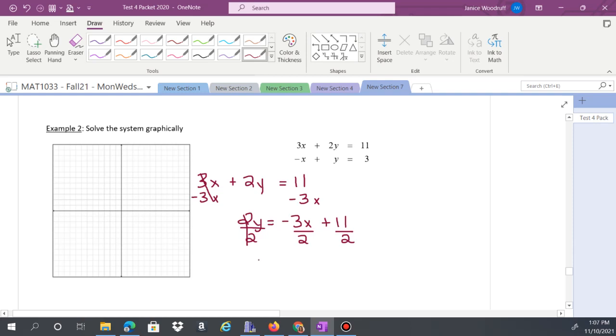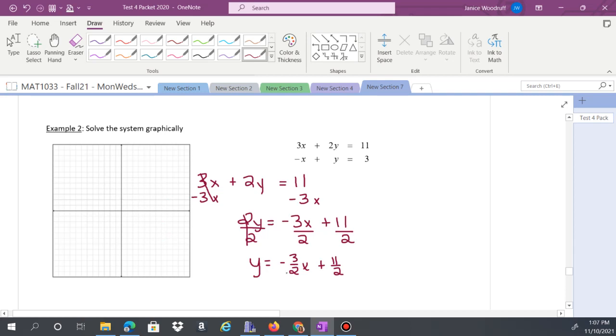Okay, it's going to cancel out on the left. I'm going to get y equals negative 3 over 2 x plus 11 over 2, which is 5.5. So it's a little tough to graph, but we should be okay here because it's just half here.